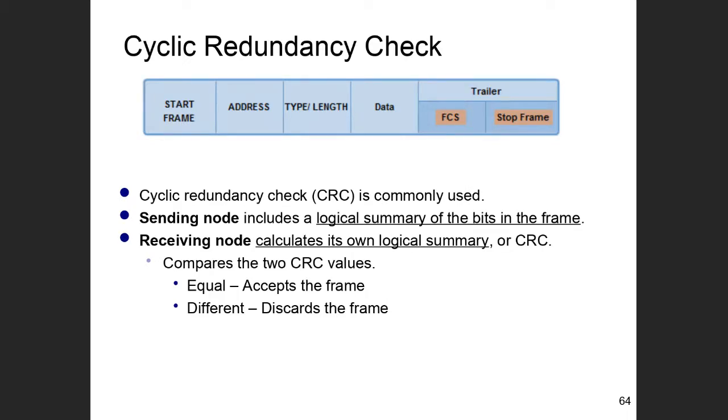So cyclic redundancy check, CRC32 is a typical one that's used. The sending node calculates his own 32-bit CRC, appends it to the frame, transmits on the wire. The receiving node receives the whole thing, recalculates his own CRC, it should match what he heard on the wire. If they're equal, it's good data, he accepts the frame. If they're different, bogus, throw the frame away.